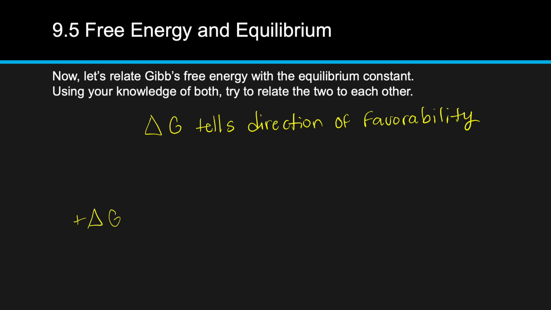So with a positive delta G, that means I'm going to have a K that is less than 1. Now with a negative delta G, when we have that spontaneity and thermodynamic favorability, we're going to want to make products, which means our K is going to be greater than 1.